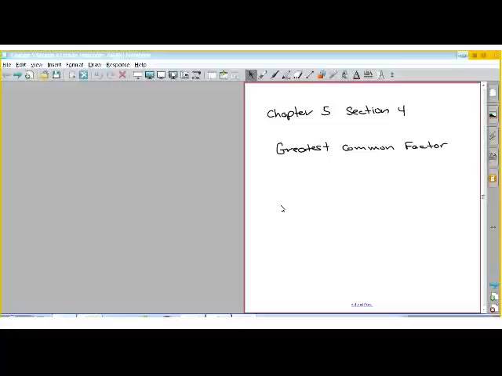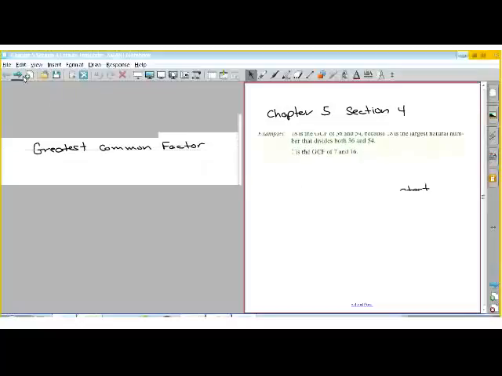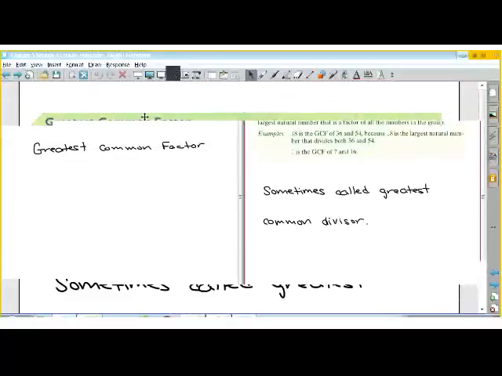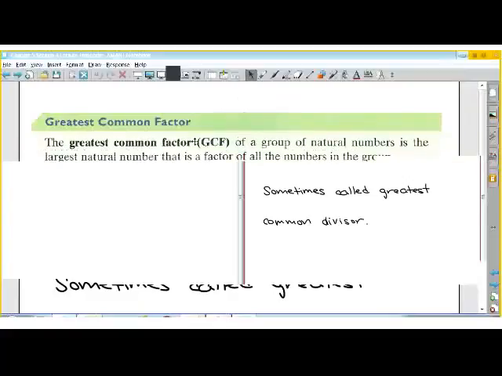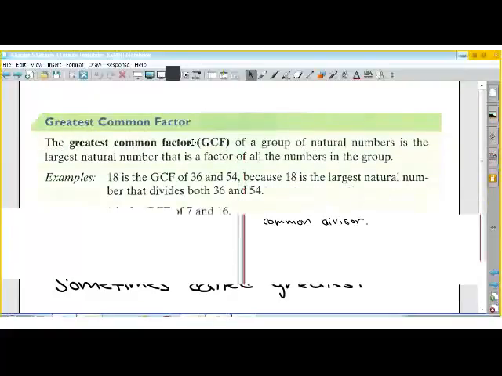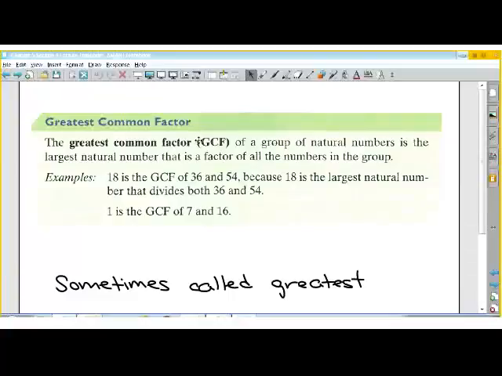Okay, so we're going to talk about greatest common factor and least common multiple. These are important for things like fractions, finding common denominators, things like that. So the definition of the greatest common factor: you have multiple numbers. You can have 2 numbers, 3 numbers, as many numbers as you want. The greatest common factor of a group of natural numbers is the largest natural number that is a factor of all the numbers in the group.